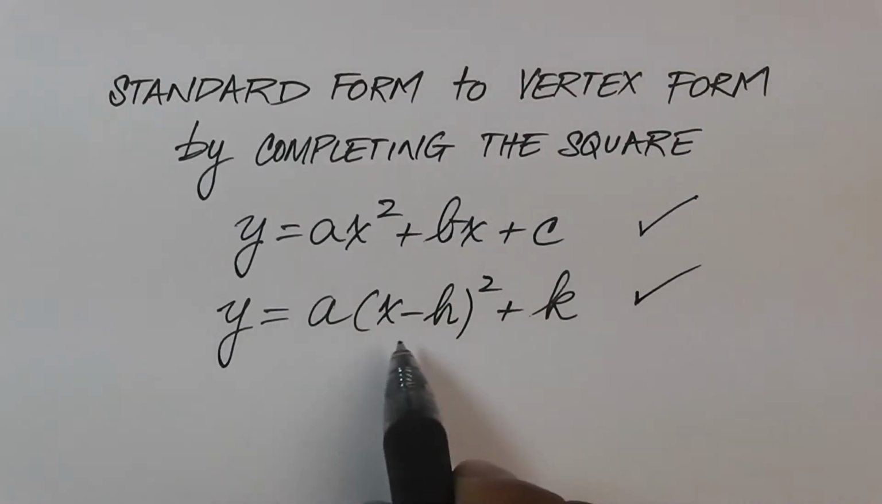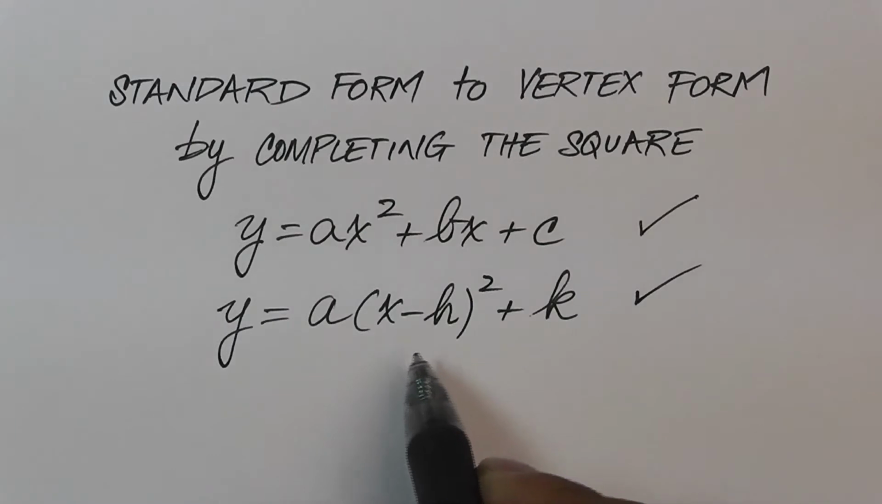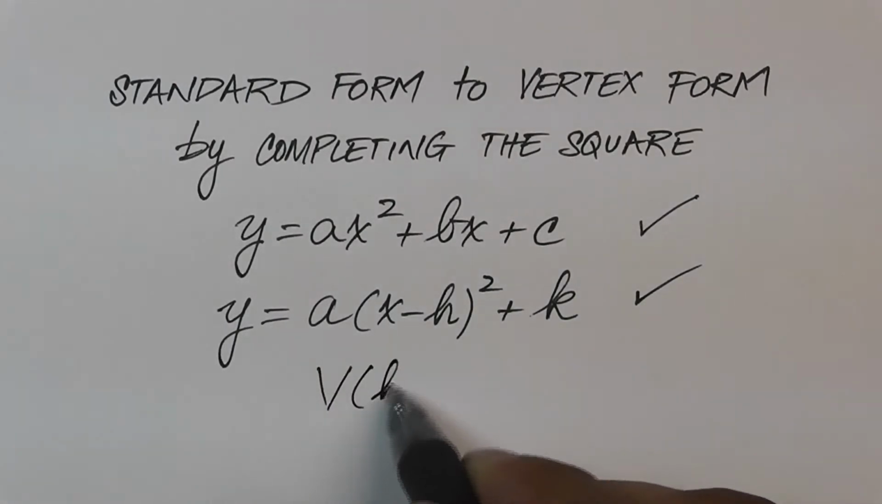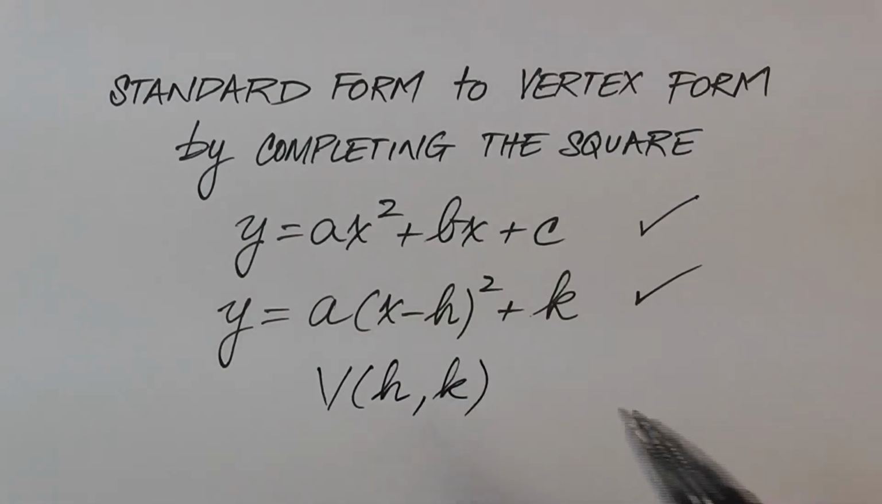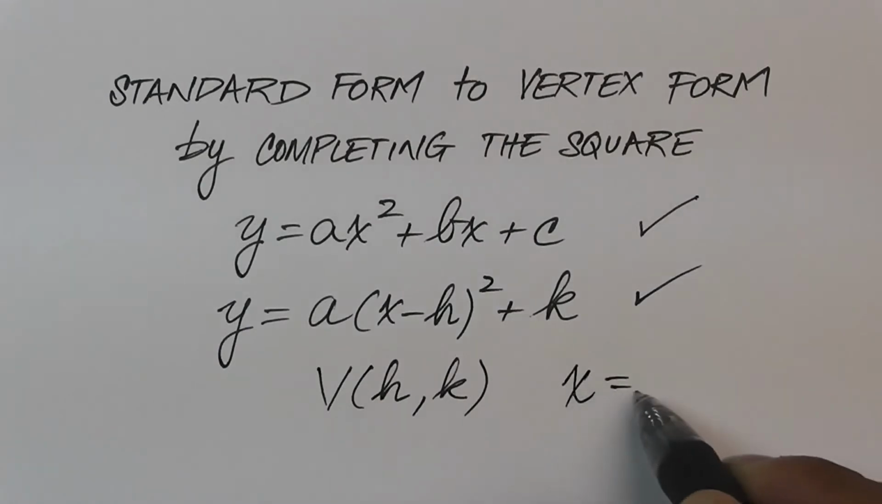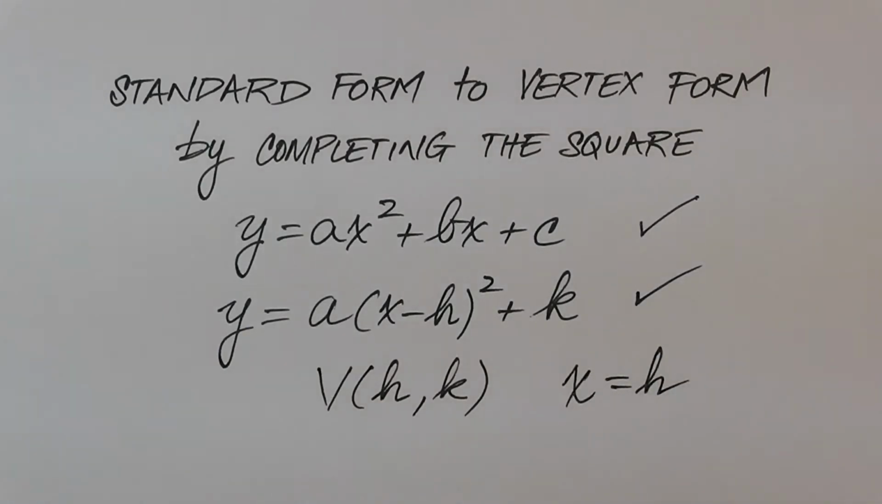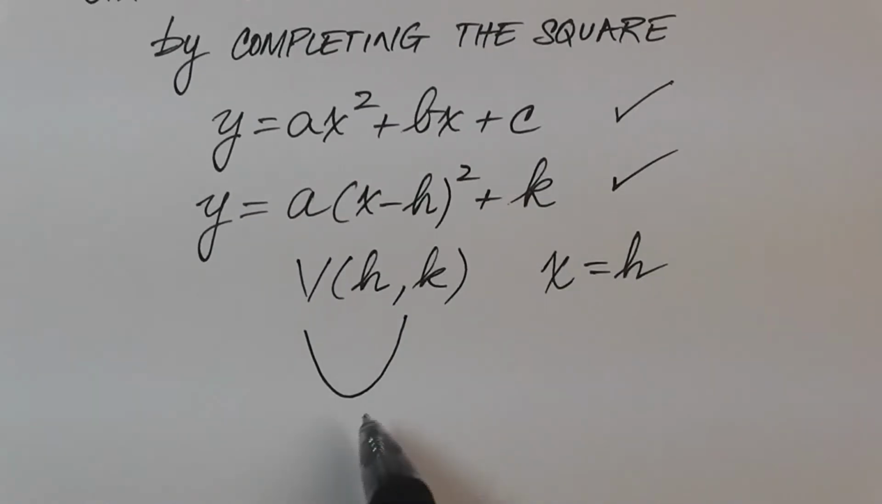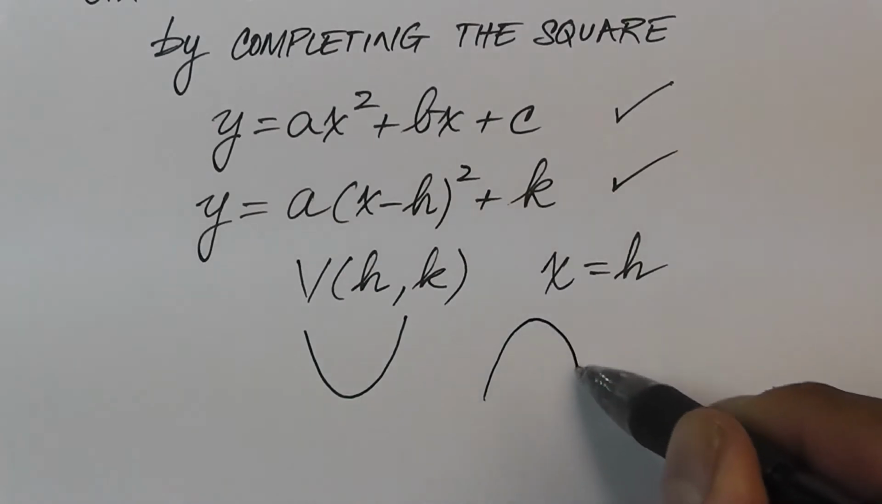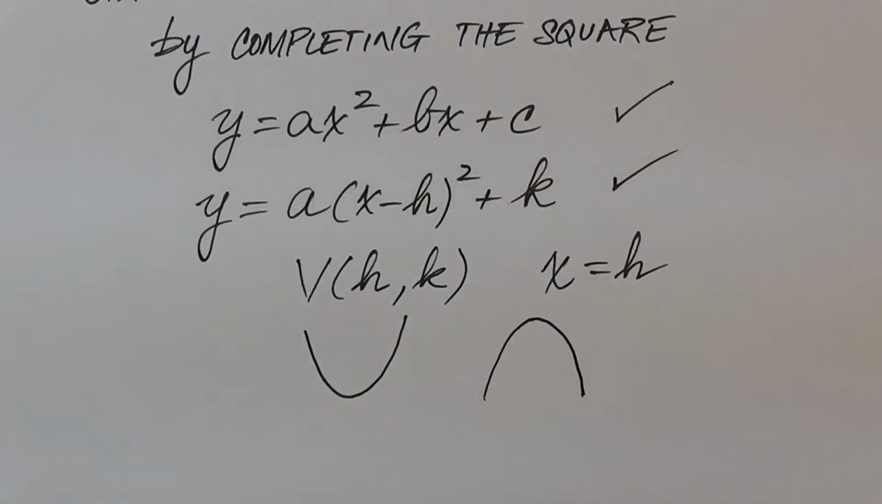Remember, with the vertex form, we can quickly identify what the vertex is, what the equation of the axis of symmetry is, and whether we have a max or a min. If A is positive, my parabola is opening up and I'm going to have a minimum. If A is negative, my parabola is opening down and I'm going to have a maximum.